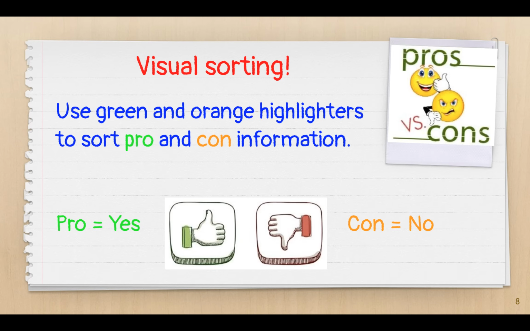Okay, visual sorting. I'm all about the visuals. I'm a visual learner. I know a lot of my students are. So I highly encourage my students to use green and orange highlighters when they're sorting through the pro and con information in the text. It really makes life so much easier. So think pro is everything on the yes side. This is what is good. Con is going to be on the con side, the no side, that maybe something is not a good thing. So think pro green, con orange.